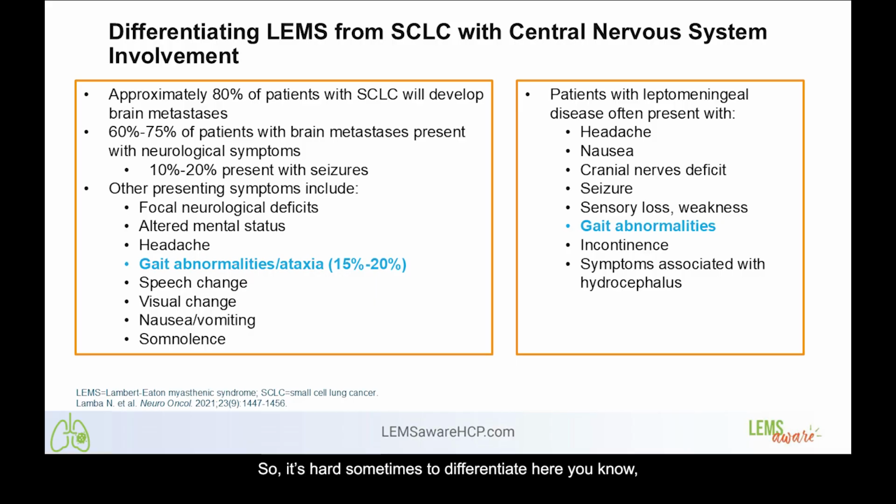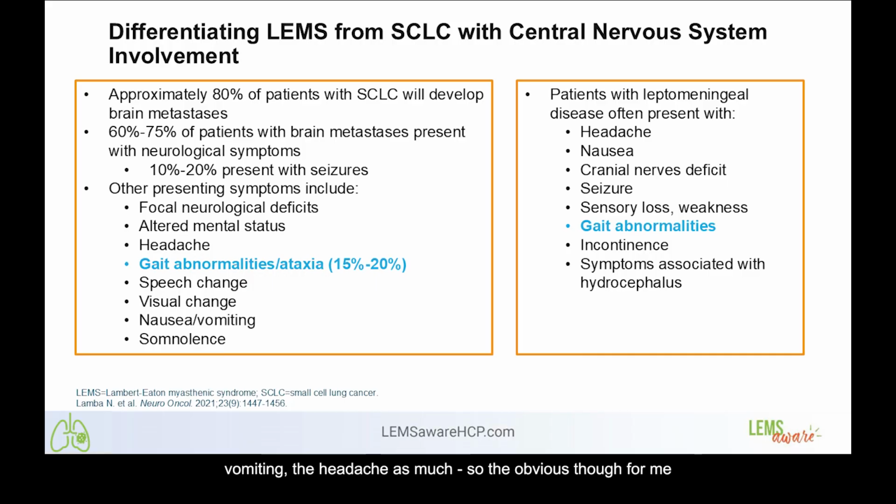So it's hard sometimes to differentiate what could be from brain metastases versus LEMS diagnosis. I think one of the main differences here would be gait abnormality and ataxia, which is present in 15 to 20% of patients with brain mets, but really is indicative. Remember, it was up to 90% of patients with LEMS. Also, with LEMS, we probably wouldn't see the nausea, vomiting, and headache as much.